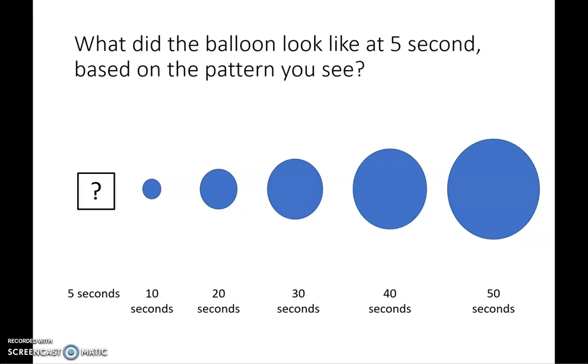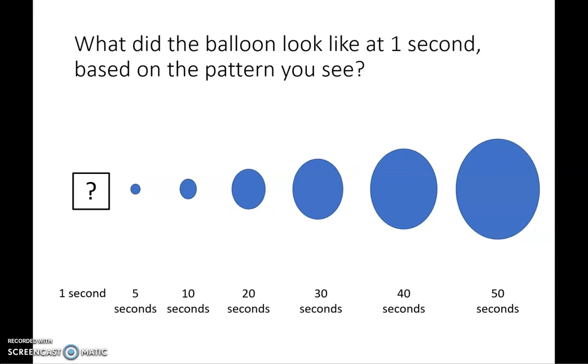Then I say, well, what did it look like at 5 seconds? Again, you look at the pattern, 10, 20, 30, 40, 50. The whole thing looks like it's getting bigger as time goes on, so it's probably reasonable to assume that it was smaller beforehand. And then you ask, what did that balloon look like just 1 second after the chemical reaction started and the gas was produced? What we can see is it's just a very, very small balloon.